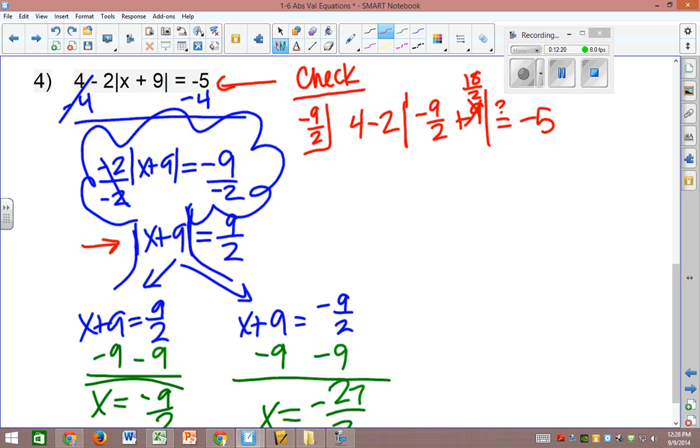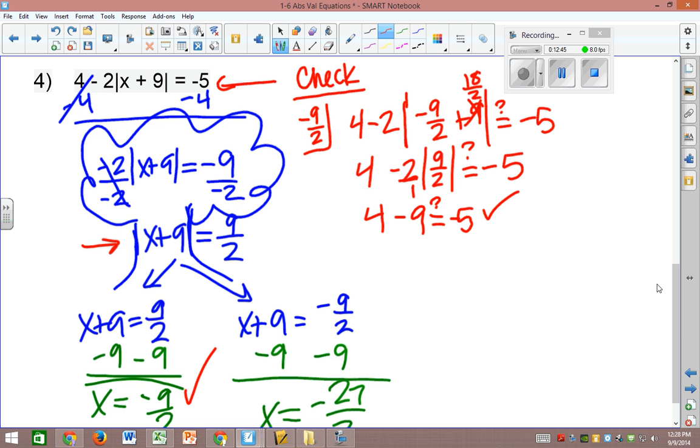Okay, so we know negative 9 halves and 18 halves is positive 9 halves. In an absolute value, we're going to multiply it by negative 2. So take the absolute value first. That's 9 halves. So 9 halves times 2 over 1. That's going to be negative 9, because we can cancel those 2's. Is that equal to negative 5? Absolutely. Okay, that means that this guy worked.